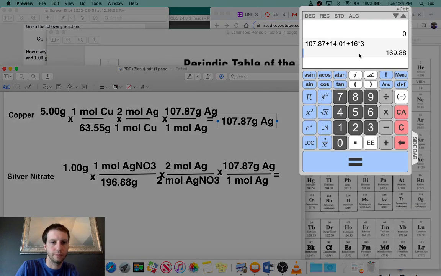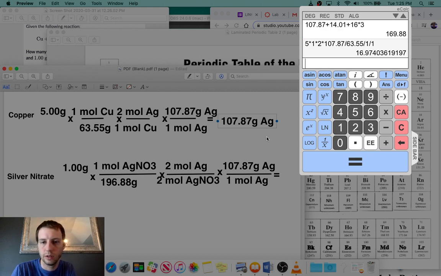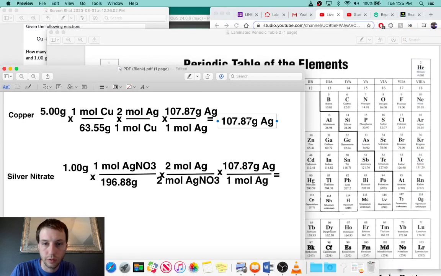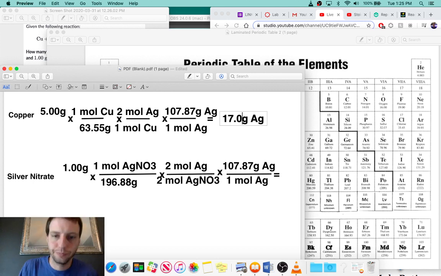5 times 1 times 2 times 107.87 divided by 63.55 divided by 1 divided by 1 equals. I'm going to do this to 3 sig figs: 17.0 grams of silver. All right, let's find out how much my silver nitrate will make.